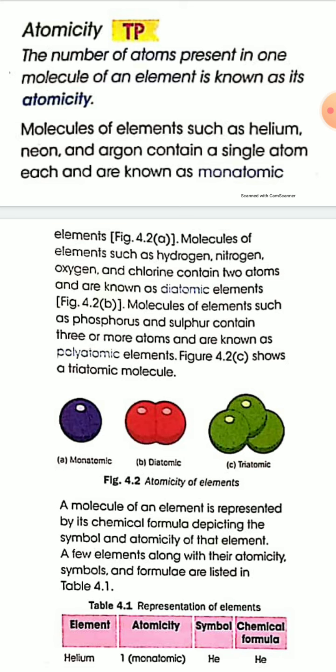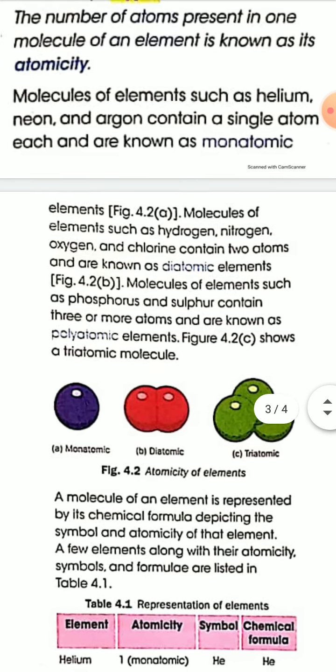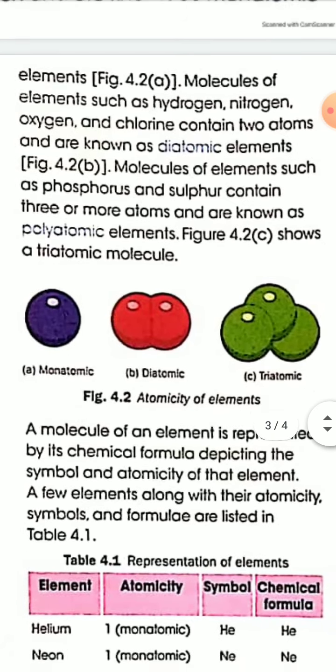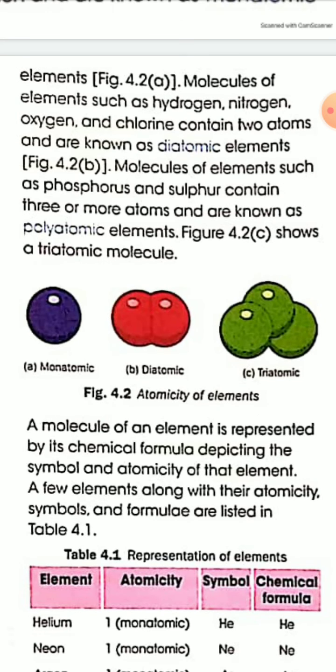So those molecules contain only one atom, or exist as a single atom, and they are called monoatomic elements. Again, molecules of elements such as hydrogen, nitrogen, oxygen, chlorine all contain two atoms. Therefore, they are known as diatomic elements or diatomic molecules because they contain two atoms.